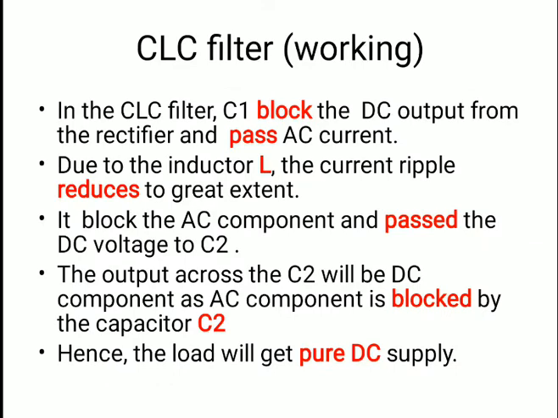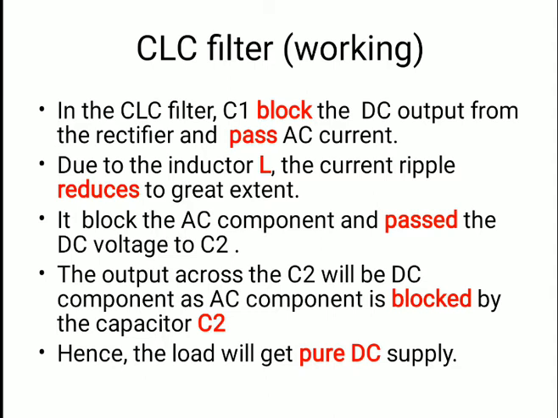Let us see. In the CLC filter, C1 blocks the DC output from the rectifier and passes the AC current, right? Sorry, DC is blocked by the capacitor. Due to the inductor L, the current ripple reduces to a great extent, because it blocks the AC component and passes the DC voltage to C2. The output across C2 will be the DC component, as the AC component is blocked by capacitor C2. Hence the load will get the pure DC supply.